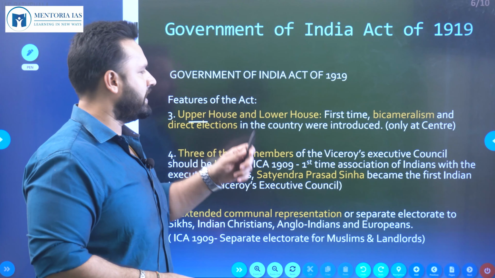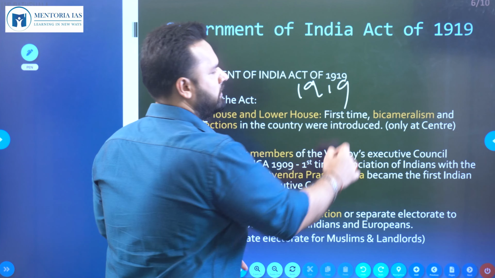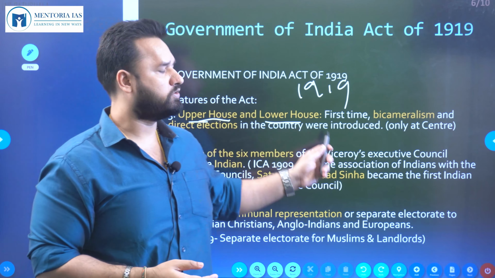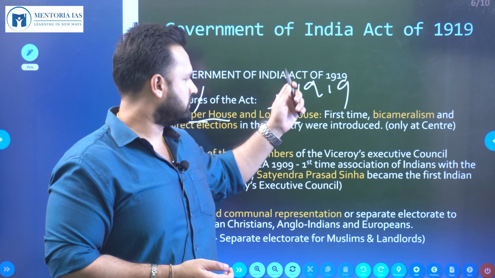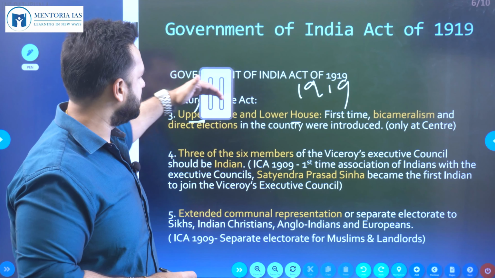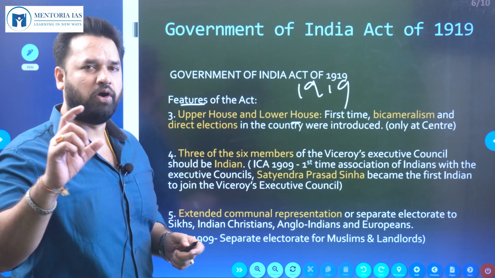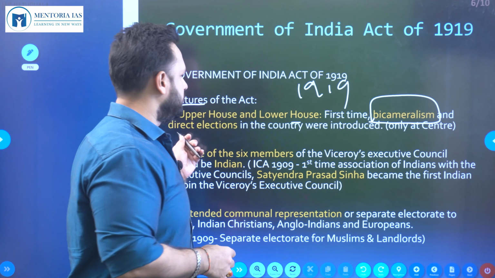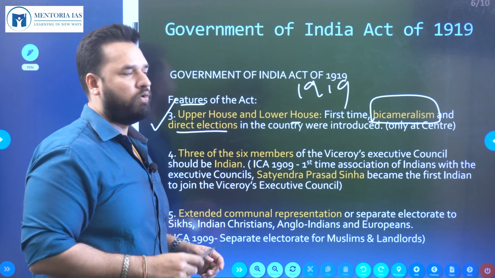What is the next thing? What did the 1919 Act do? Again, two things. They said you'll have two houses, an upper house and a lower house. The present upper house is Rajya Sabha, the present lower house is Lok Sabha. Similarly, they had two houses then, which was introduced by 1919, and this is called bicameralism. Two. And it also introduced direct elections, but only at the center.